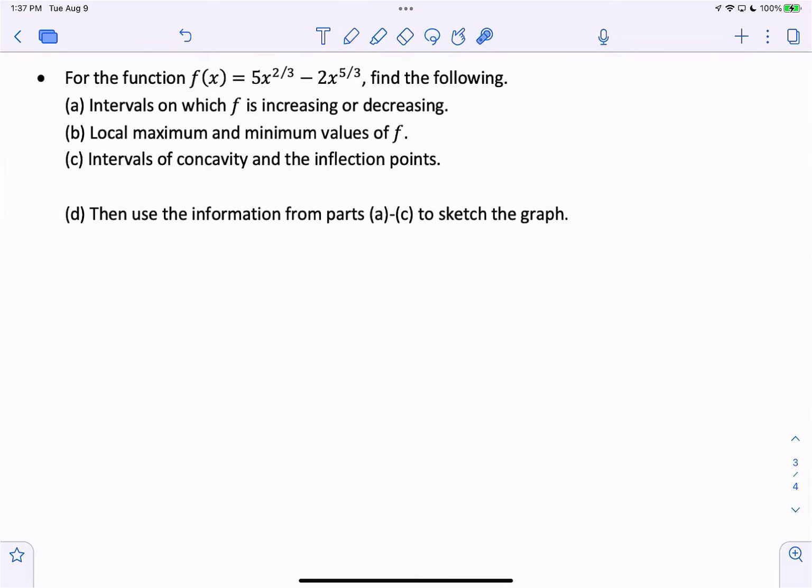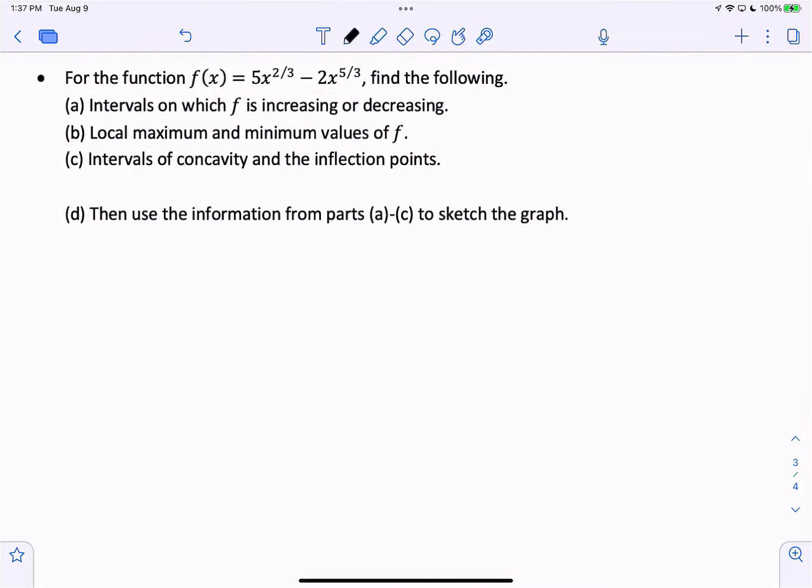Let's put all this together and look at the function f of x is equal to 5x to the 2/3 minus 2x to the 5/3. We're going to find intervals on which f is increasing or decreasing. We're going to find local maximum and minimum values of f. We're going to find intervals of concavity and inflection points, and then finally sketch a graph of the function.